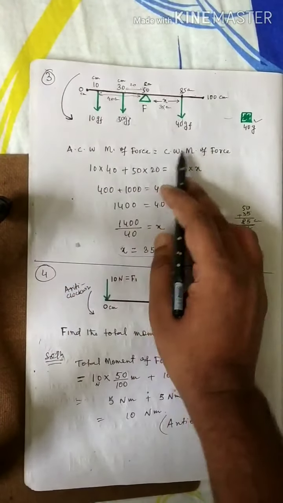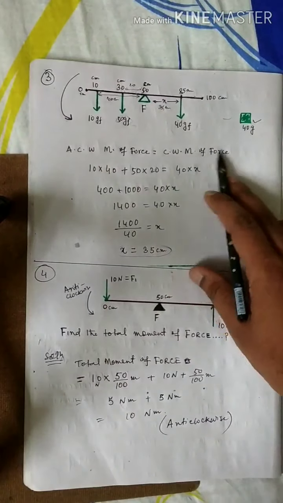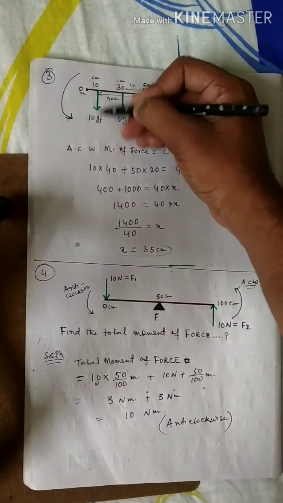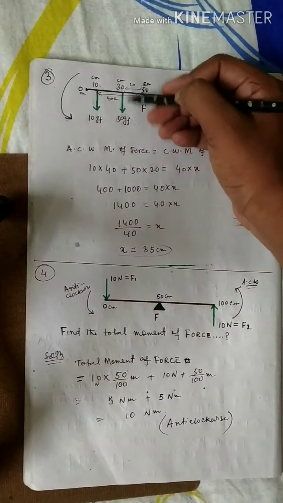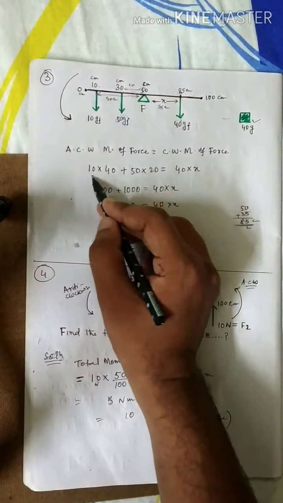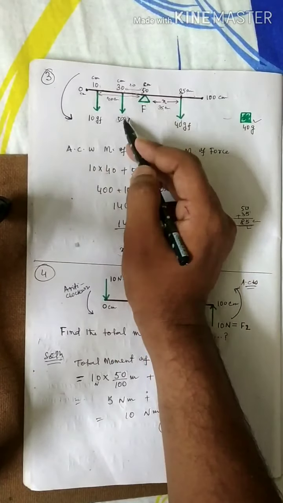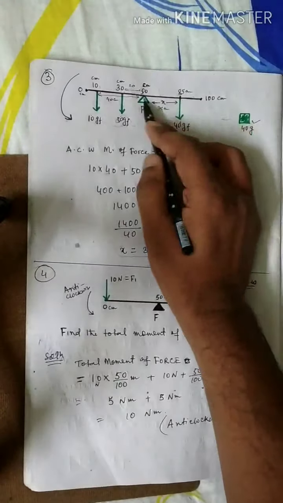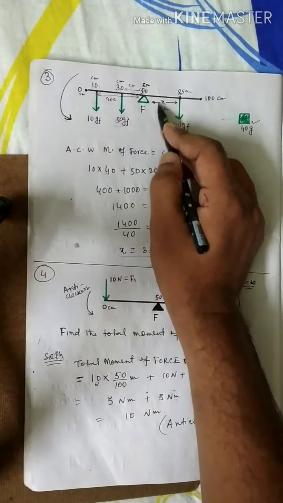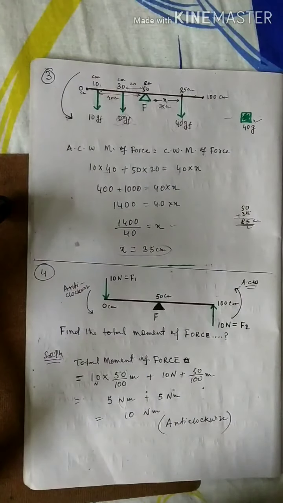Anti-clockwise moment is equal to clockwise moment of force. So here two moments of force act, because two forces act at this distance of 40 and one at 20. So we calculated 40 into 10 and this one 50 into 20, and here it is 40 into x. After calculating, we get x equal to 35 centimeter.